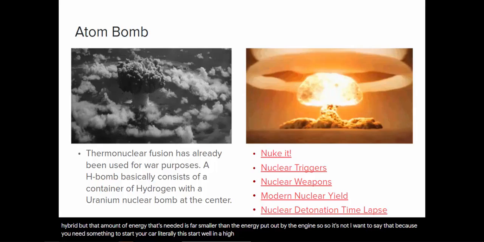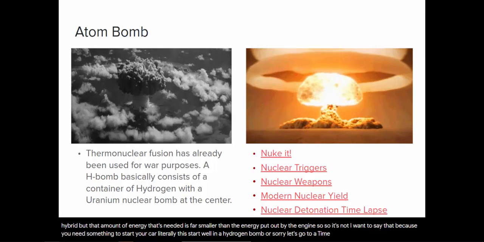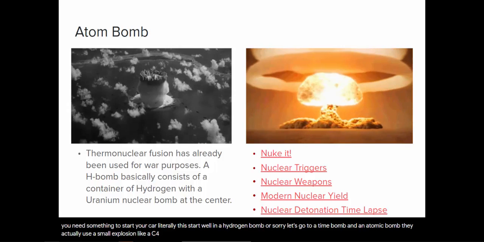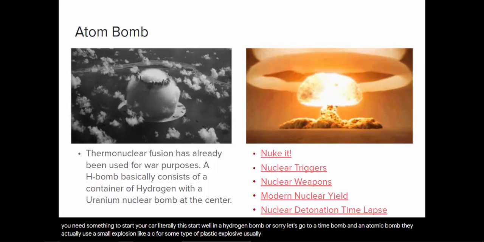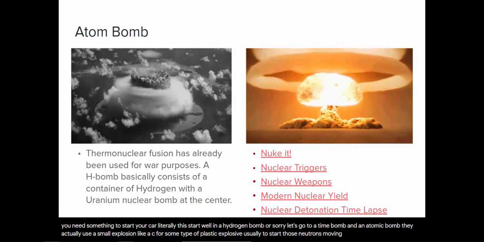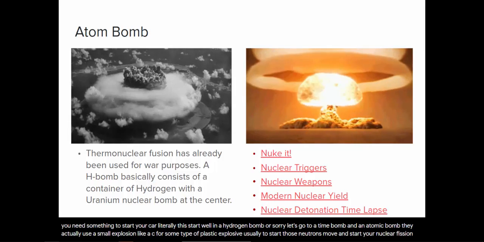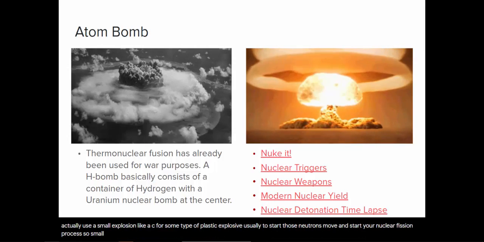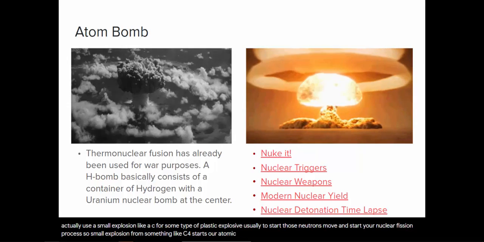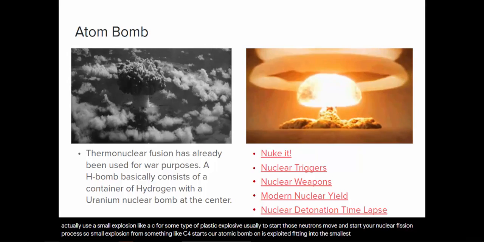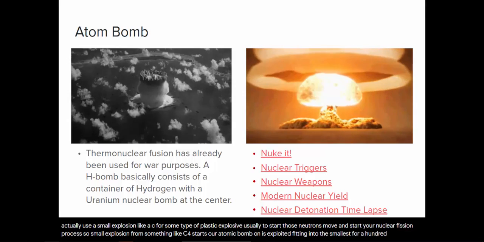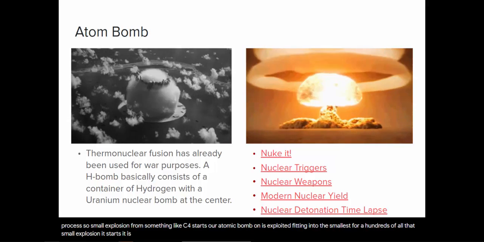Well, in a hydrogen bomb, or sorry, let's go to atomic bomb. In an atomic bomb, they actually use a small explosion, like C4 or some type of plastic explosive usually, to start those neutrons moving to start your nuclear fission process. So a small explosion from something like C4 starts our atomic bomb on its explosion. But again, it's a small explosion that creates a larger one, right? For a hydrogen bomb, that small explosion that starts it is an atomic bomb.